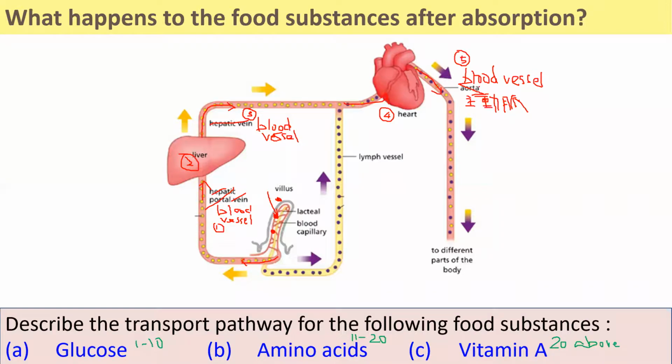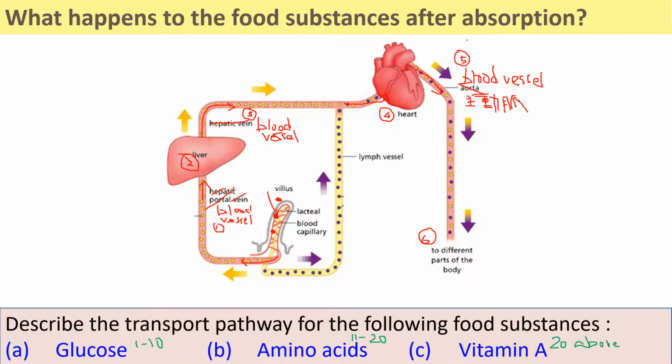But the name of the vessel is not important. Just say blood vessel. This blood vessel is connected to all different body parts so that eventually the glucose would arrive at different body parts. So that's very good by these 4 girls. Okay, thank you very much. So that's excellent work.